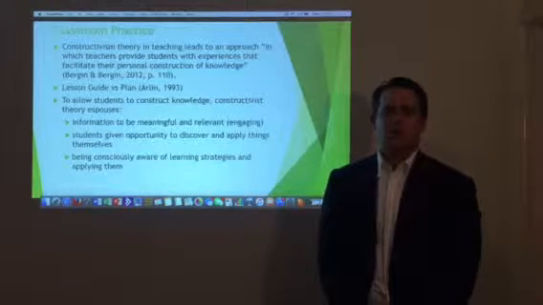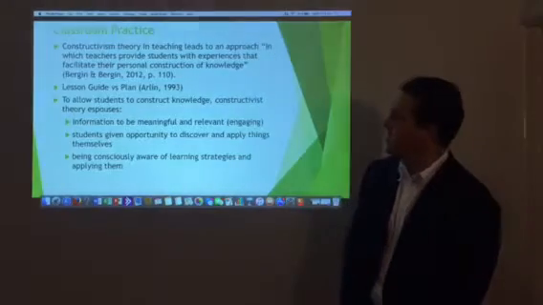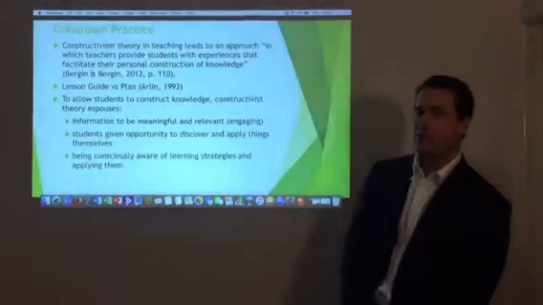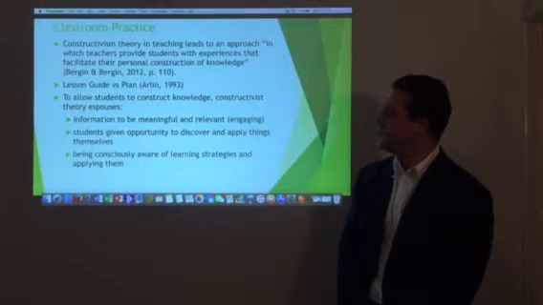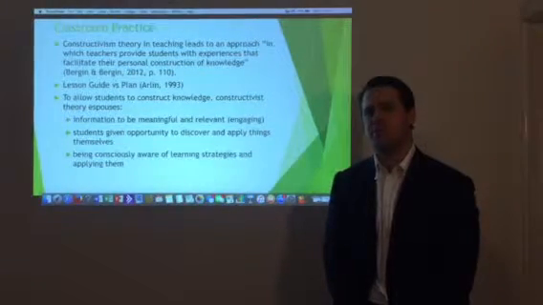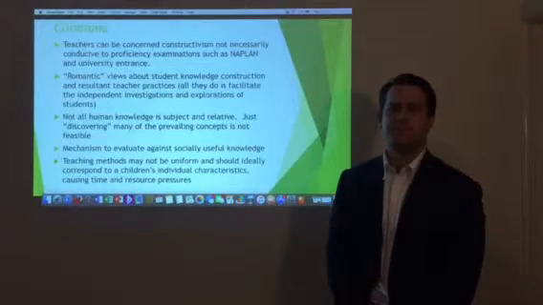Also, to allow students to construct knowledge, constructivist theory espouses that information must be meaningful and relevant. Engagement is a key concept in this theory. Students are given an opportunity to discover and apply things themselves, and to be consciously aware of learning strategies and apply them.